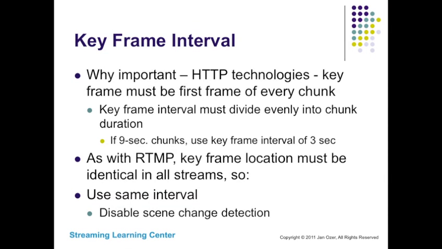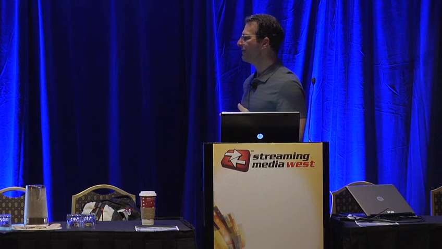Okay, kind of a review. Keyframe interval has to divide evenly into the fragment duration or chunk size. So if you have 9-second chunks, use a keyframe interval of 3 or 9 or 1. And then keyframe interval has to be at the same location in all streams.